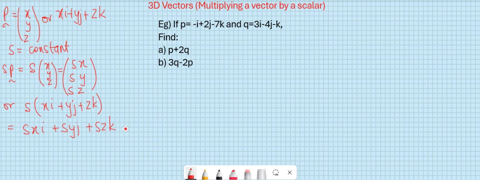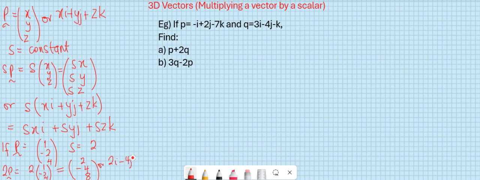So let's look at a few examples. If P was to be (1, -2, 4), and our S was to be 2, then the vector 2P is going to be 2 times (1, -2, 4), and this will give us 2 times 1 is 2, 2 times -2 is -4, 2 times 4 is 8, or 2i minus 4j plus 8k.